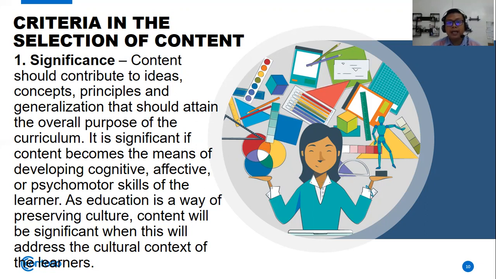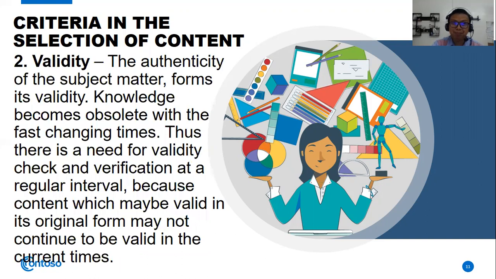As education is a way of preserving culture, content will be significant when these will address the cultural context of the learners. Second is validity. It's the authenticity of the subject matter. Where did you get your content? Where did you get your body of knowledge? Are they coming from reliable sources? Are they coming from reliable or accredited organizations? If they are coming from the communication superhighway or the internet, then are we checking the authenticity, the validity of our information that we will be giving to our students?